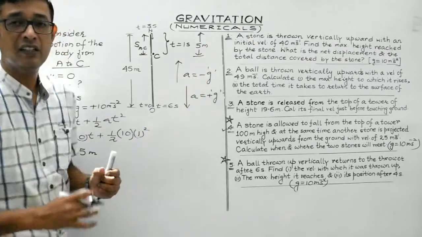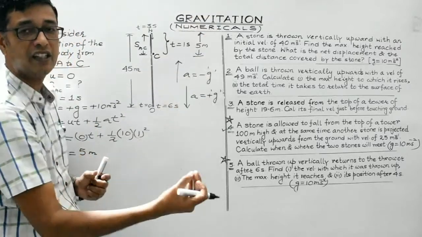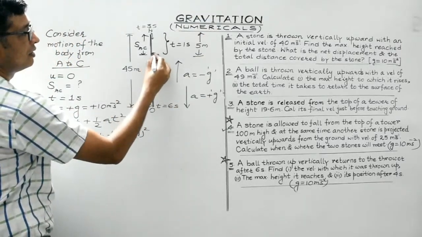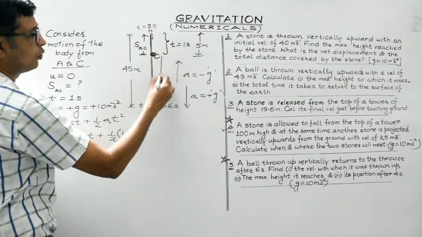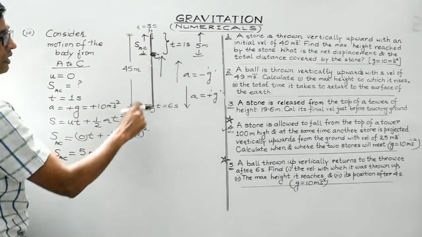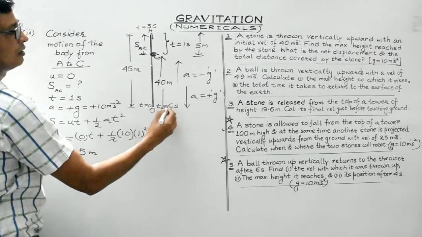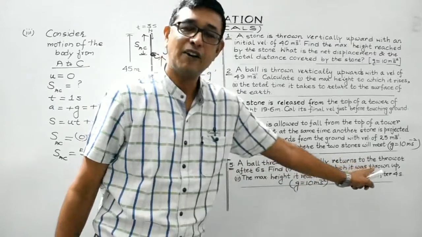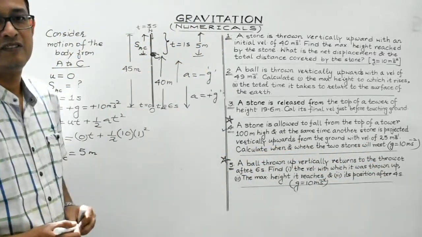After 3 seconds, in the next 1 second, the body has covered a distance of 5 meters in the downward direction. So this is where the ball would be after 4 seconds. So what will be its position with respect to the ground? This is 5 and this total maximum height is 45. So it will be 40 meters. So students, the position of the ball after 4 seconds would be 40 meters from the ground. Clear?